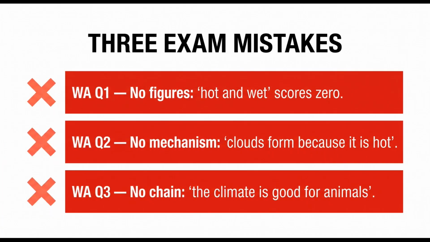Before we go any further, I want to flag 3 mistakes that cost students marks on this topic every single time. Mistake 1, for WA question 1, students write, the rainforest is hot and wet, with no figures. That scores 0. Mistake 2, for WA question 2, students write, clouds form because it is hot, with no mechanism. That also scores 0. Mistake 3, for WA question 3, students write, the climate is good for animals, with no chain. We will fix all 3 of these by the end of the video.